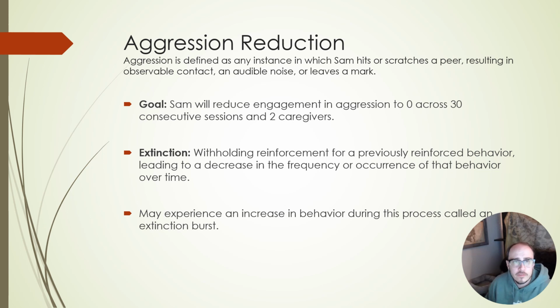The first part of our intervention will be the reduction of the behavior aggression. Aggression is defined as any instance in which Sam hits or scratches a peer, resulting in observable contact, an audible noise, or leaves a mark. Our goal for this behavior is that Sam will reduce engagement in aggression to 0 across 30 consecutive sessions and 2 different caregivers. We will use a process called extinction, which is the withholding of reinforcement for a previously reinforced behavior. This leads to a decrease in the frequency or occurrence of that behavior over time. This may cause an increase of the behavior during intervention, and this is called an extinction burst.